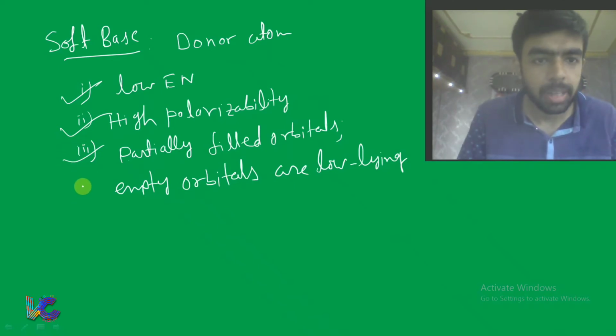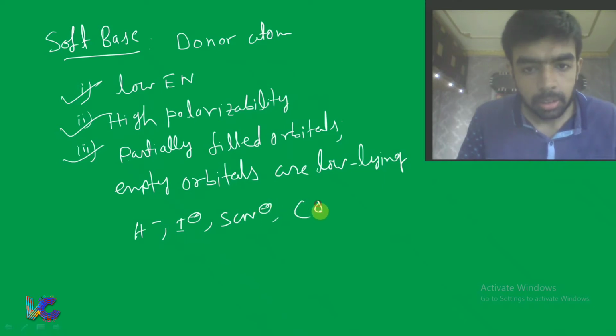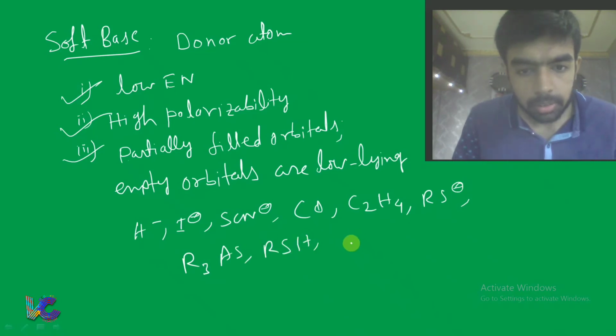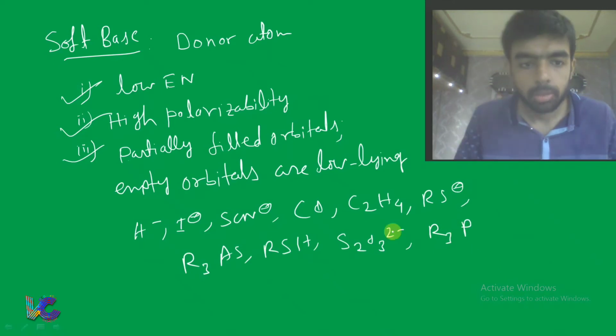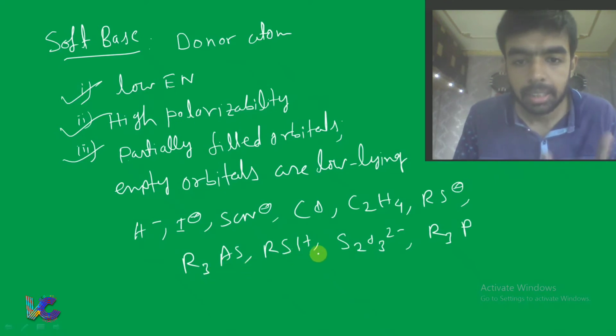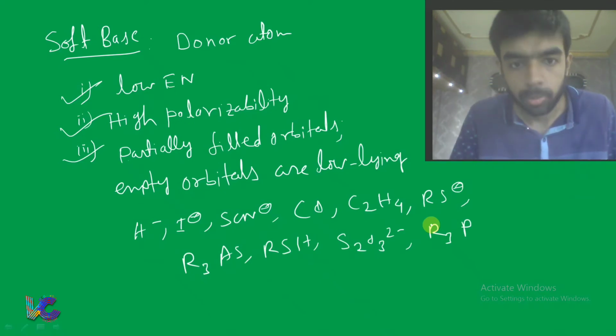Now if you see the examples of soft base, then you have H minus, I minus, HCN minus, CO, C2H4, RS minus, R3As, RSH, S2O3 2 minus, R3P. So these are the examples of soft ligand or soft base, you can say.